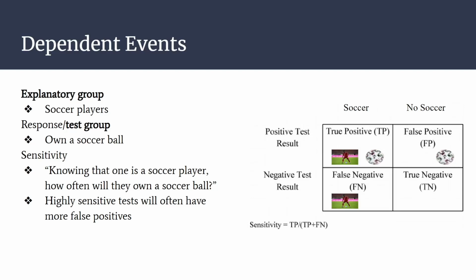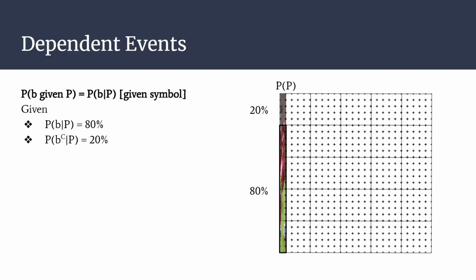If you ask the question, knowing that one is a soccer player, how often will they own a soccer ball, the number you get is called sensitivity, and is one of the most direct ways of measuring correlation. So, what is the sensitivity of our soccer ball test? For this problem, the test has a sensitivity of 0.8, or 80%. That means if we narrow our view to only look at the 4% of soccer players in our population, 80% of them will also own a soccer ball.